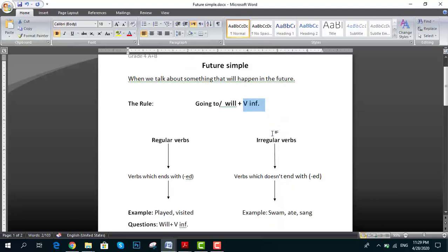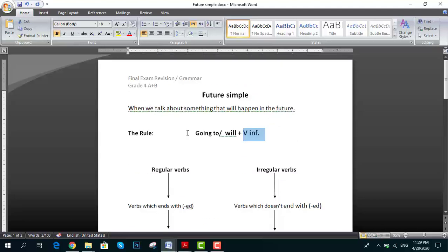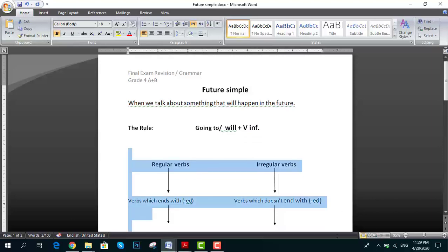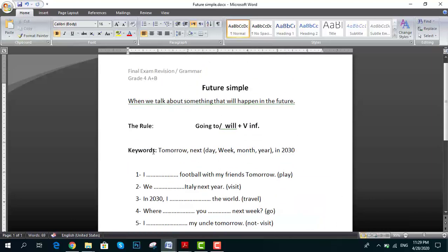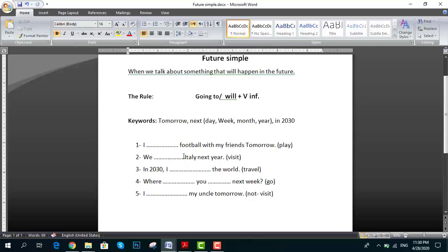Okay? The keywords are tomorrow, next day, week, month, year, and etc. And these are the keywords.